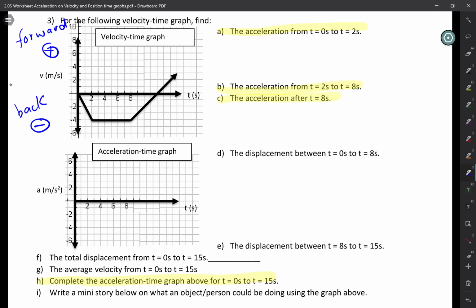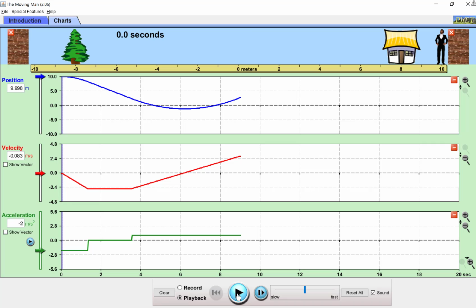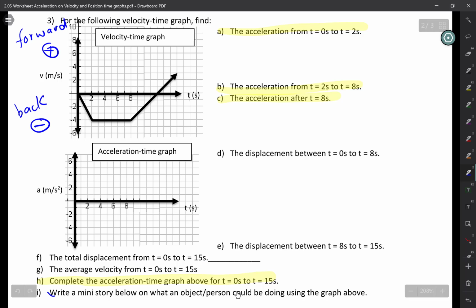Okay, so now we kind of have an idea what this guy does, and just to play that back again, maybe at a little faster speed. He goes back, speeds up, goes at constant speed, slows down, stops, and starts to move forward, increasing his speed. So that's kind of what he's doing. In fact, I probably answered this question down here, which we can touch on later. Okay, let's start with the A.